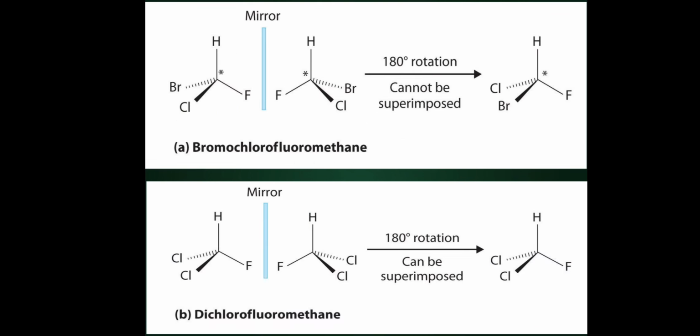So next, as you can see in this structural formula, you can also see the ones that cannot be superimposed and the ones that can be superimposed. When we say cannot be superimposed, this is the non-superimposable image. When we say can be superimposed, these are the superimposable images. So let's focus on the structural formula of bromochlorofluoromethane.